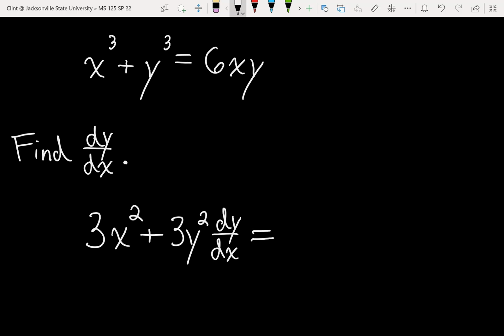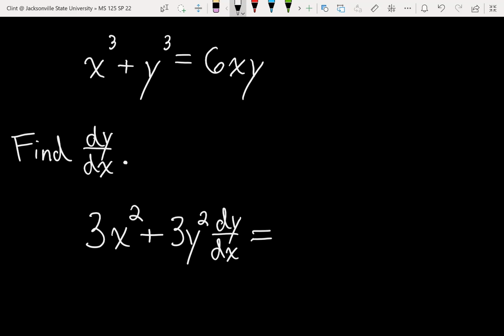Okay, so there's our left side taken care of. The right side, what are we going to have to use to find our derivative on that one? Chain rule, yeah, for the y part, but we got something else involved.